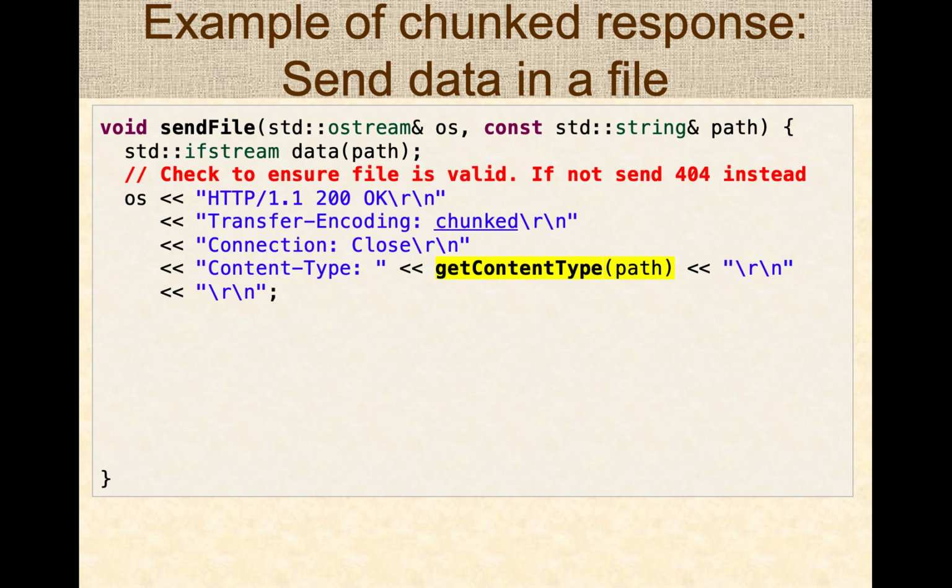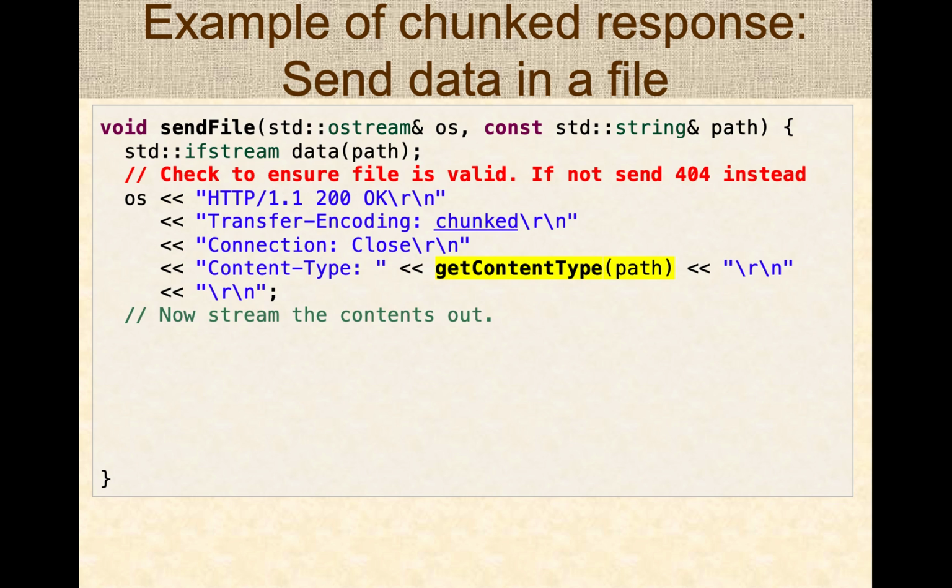So we're going to generate a standard 200 OK header. Notice that we're saying transfer encoding chunked. That means we're going to send the data in the file in the form of chunks. And we're setting the content type of the file based on the path that was requested. And we saw this getContentType method in the previous slide. And notice the use of \r\n to terminate lines and a separate \r\n to end the headers.